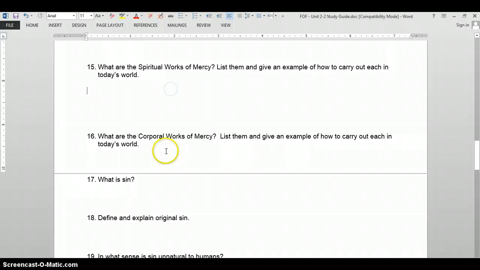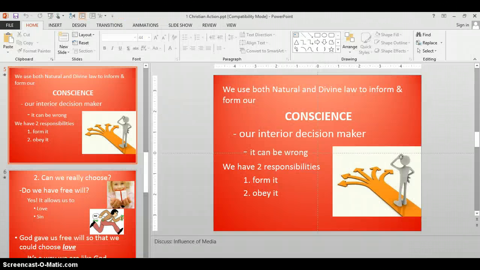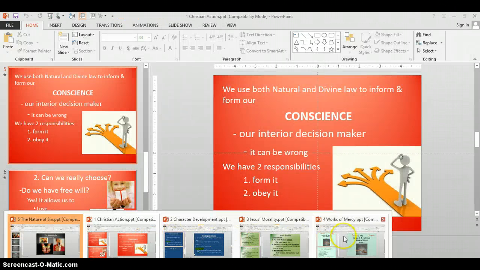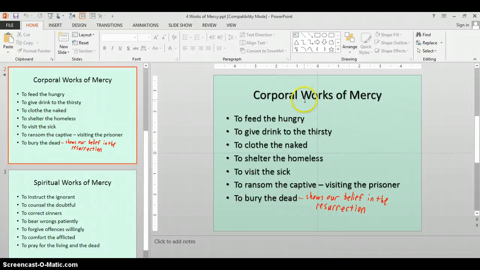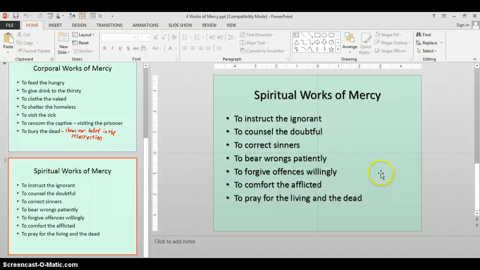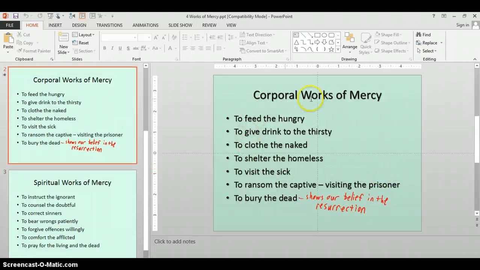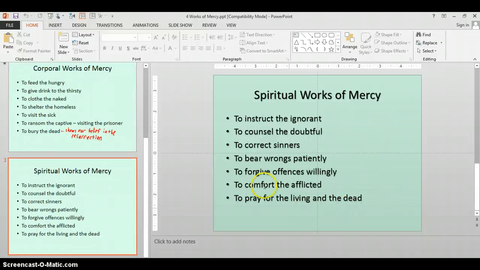All right, the spiritual works of mercy and the corporal works of mercy. This is in notes number 4. And for the test, you'll need to know an example or 2 of each of these. So I would be able to list a couple of each of these and give an example. The corporal works of mercy have to do with our bodies, ways you're merciful towards people's bodies. And spiritual works of mercy are ways that you're merciful towards people's souls, their spirit. So like their emotions, their imagination, their will, their memory, their feelings, all those sorts of things.